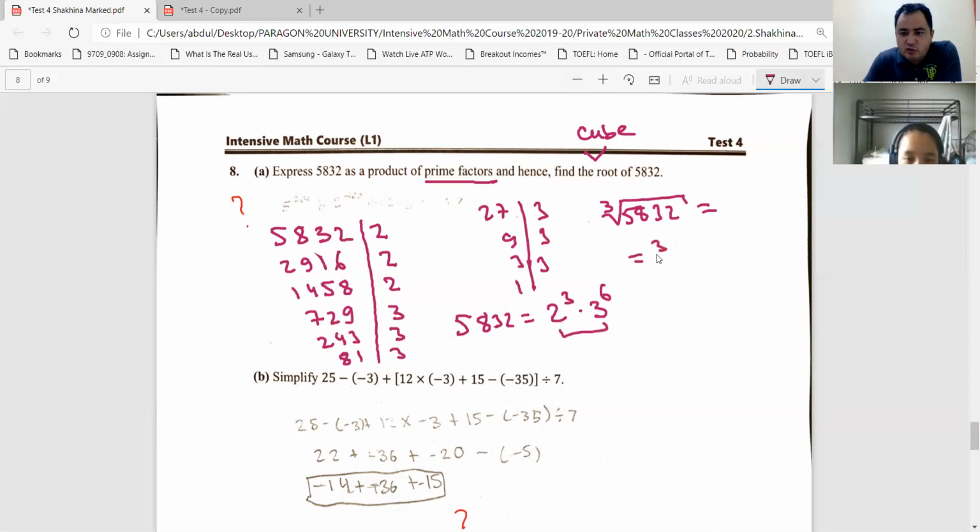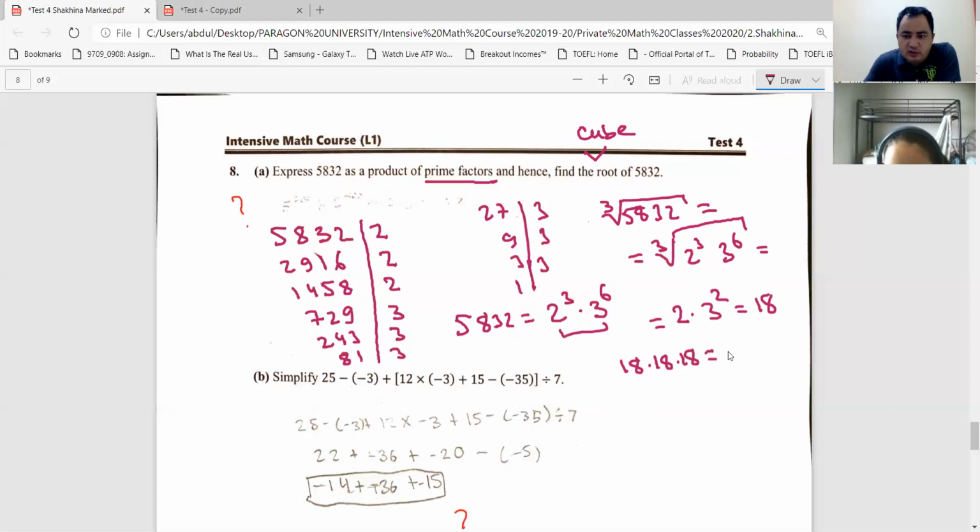It's like this, cube root of 2 cubed times 3 to the power 6. How do you simplify this? Here 3 is divided by 3, it's 1, so here we have 2. Here we have 3, 6 is divided by 3 is equal to 2. So that's equal to 9 times 2, that's equal to 18. So that means that 18 times 18 times 18, that's equal to 5832.